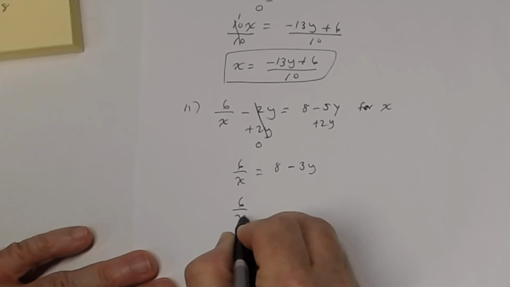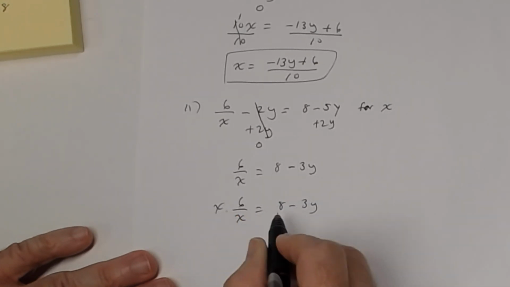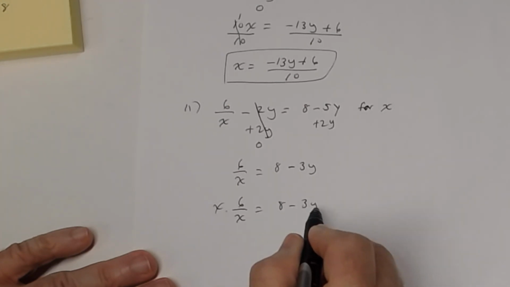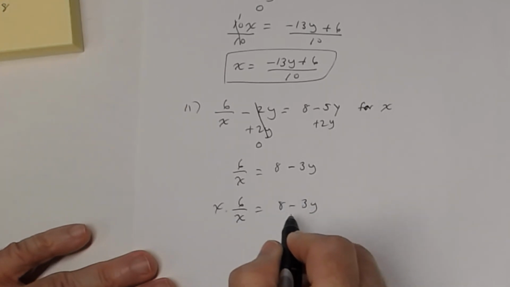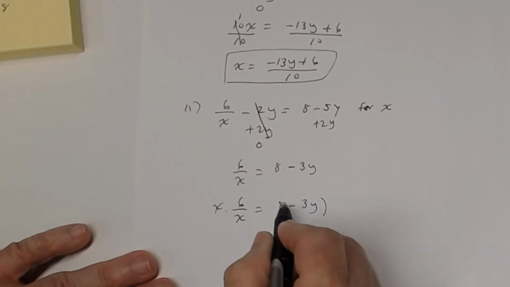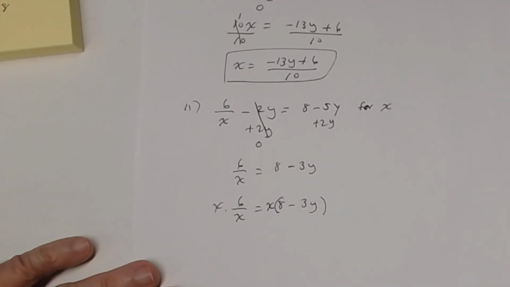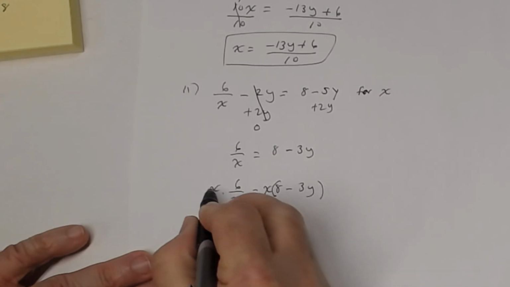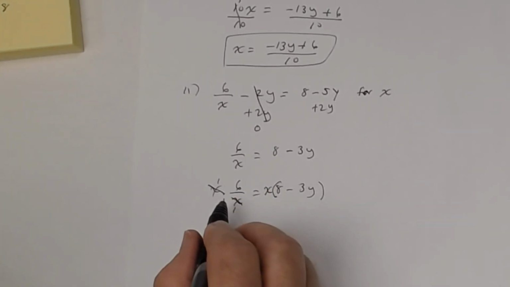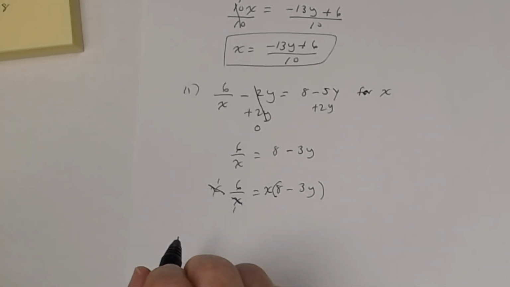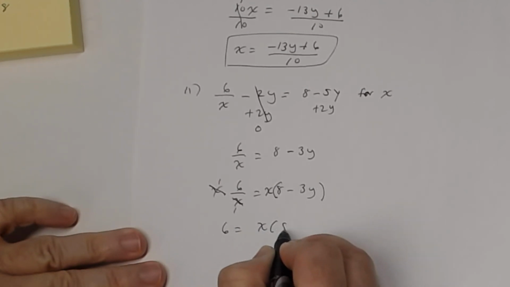I get 6 divided by x equals 8 minus 3y, so I'm going to say times x. And then notice, remember you multiply both sides by x. So this fraction divided by x, and these two terms, so I'm going to put that in parentheses, those two terms have to also be multiplied by x. All right, now let's go ahead and reduce. The x divided by x is 1, meaning that these x's divide out, leaving factors of 1. 1 times 6 is 6, equals x times 8 minus 3y.